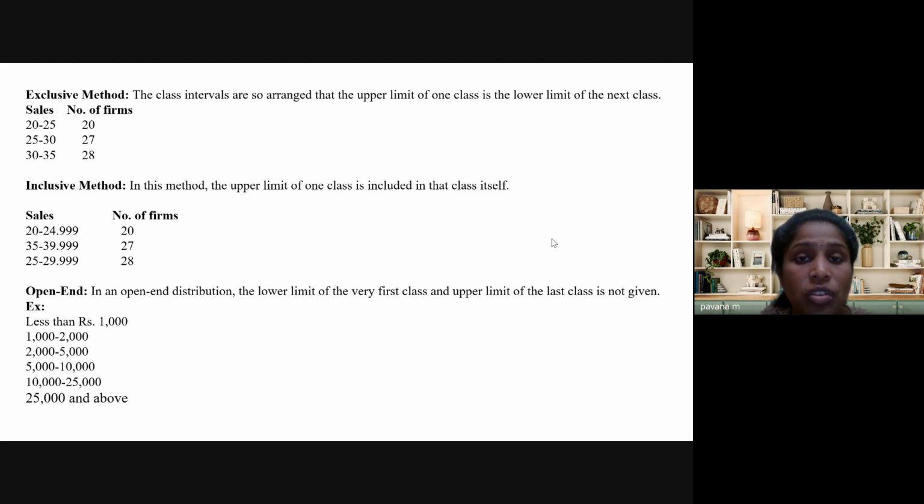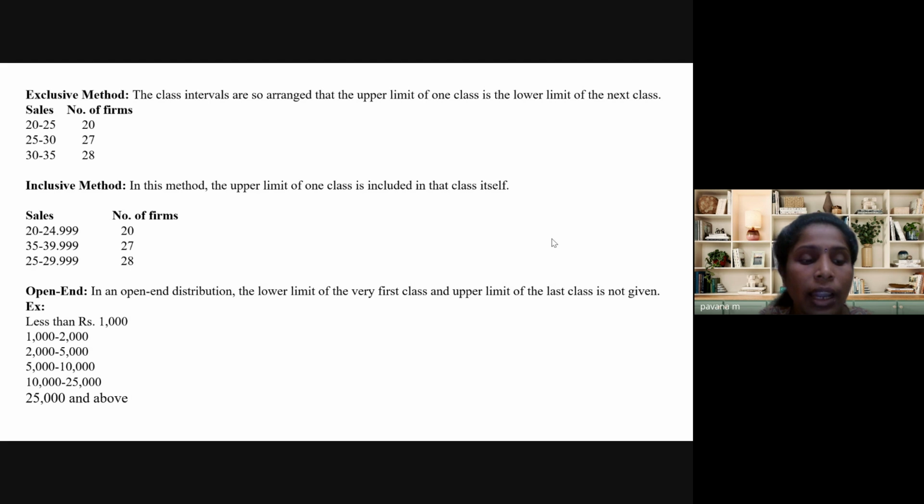They are not mentioning exact class levels. That means 1000 to 1500 or 1500 to 2000, like that. They are not exactly mentioning. They are saying less than 1000. That is open end, because here they are not specifically mentioning the values. Less than 1000 means it is not an exact class level.